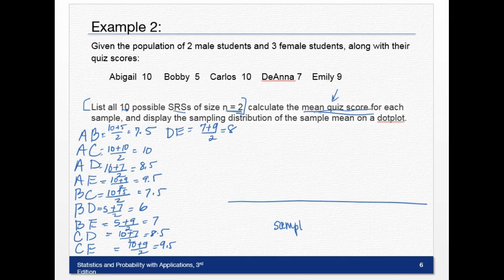Sample mean quiz scores with a sample size of 2, n equals 2.